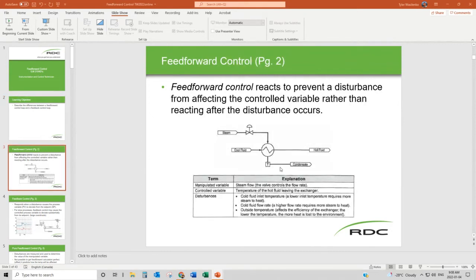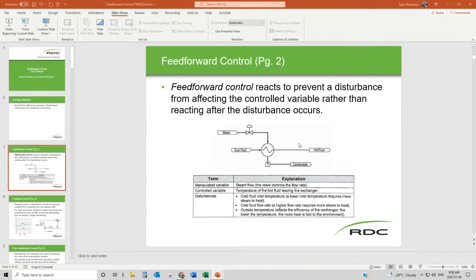Okay, so feedforward control reacts to prevent a disturbance from affecting the controlled variable rather than reacting after the disturbance occurs. And in this regard, it is very similar to the definition of cascade control. If you remember, cascade control was one controller whose output was acting as the set point to a second controller on a loop where the disturbance, in the examples from third year, was usually a steam disturbance. The idea was if we can detect the steam disturbance before it changes the heat in the exchanger and then the ultimate process variable, we can keep our process more in line. And feedforward is very similar to that, but it is a little bit more direct.